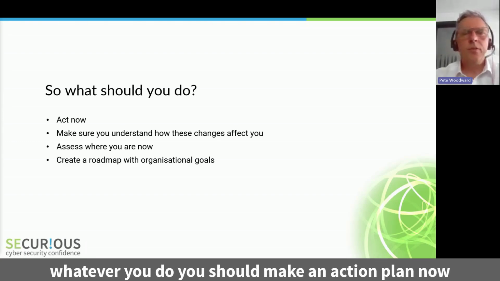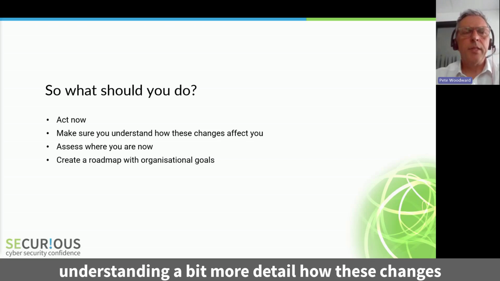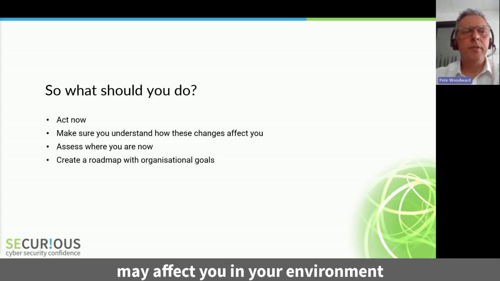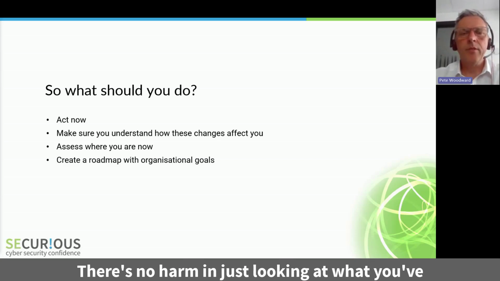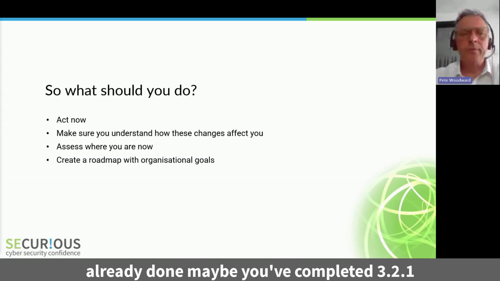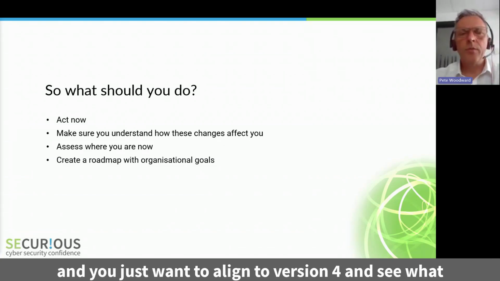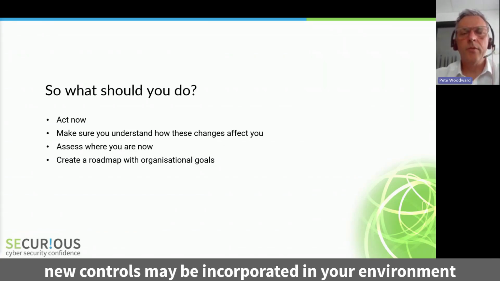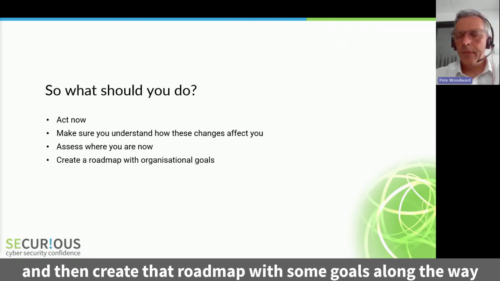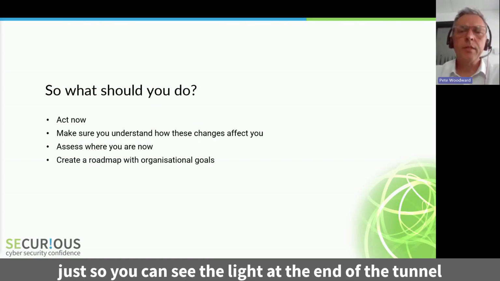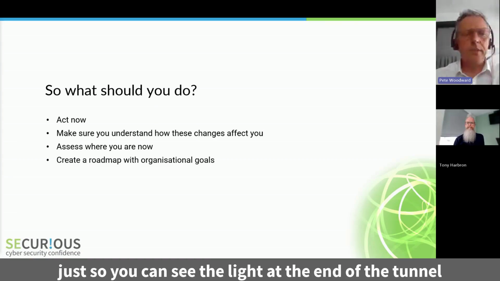But whatever you do, make an action plan now, and understand in a bit more detail how these changes may affect you in your environment. Assess where you are now. There's no harm in just looking at what you've already done. Maybe you've completed 3.2.1 and you just want to align to version 4 and see what new controls may be incorporated in your environment. Absolutely assess where you are right now, and then create that roadmap with some goals along the way, just so you can see the light at the end of the tunnel.